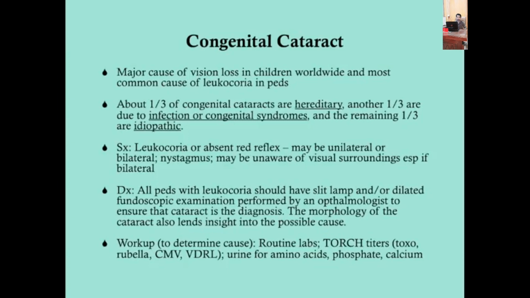So all of those vertically transmitted infections, a lot of those can cause congenital cataracts, but especially toxoplasmosis, rubella, CMV, and herpes simplex virus. So you'll want to get tests for that. Then you also want to get a urine test for amino acids, phosphate, and calcium. That's going to help you determine if there are any congenital or genetic disorders. Mostly what we're thinking about here is something called Lowe syndrome.